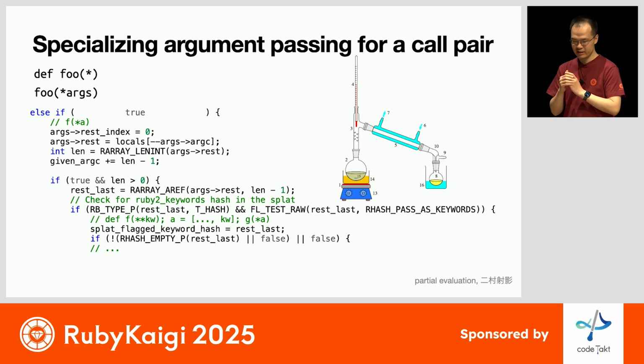ruby2_keywords checks are left over, and that shows that every splat call has to check the end of the array, just in case there's a keyword hash in there. Ideally, when you don't use a feature, you don't pay the speed penalty for it, but that's not the case for ruby2_keywords. Even if you don't have any mention of ruby2_keywords anywhere in the entire Ruby code that you're running, we still have to do this check.